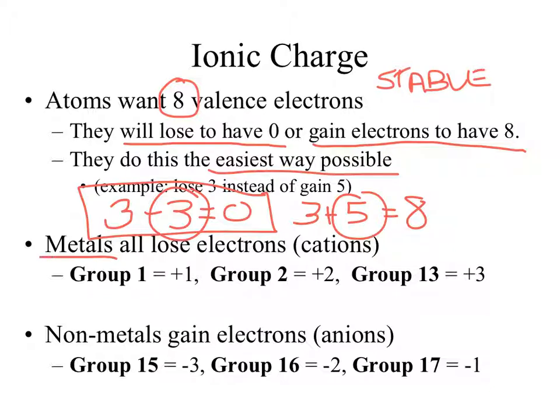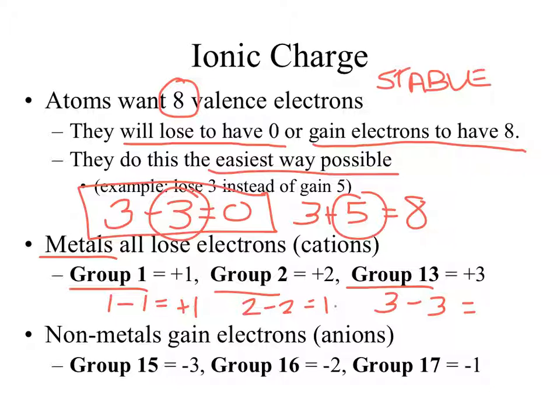If you look at metals, which tend to be in group 1, group 2, and group 13, they have 1, 2, and 3 valence electrons. Because it's quicker to lose electrons and go to 0 than to gain 7, 6, or 5 electrons and go to 8, they're going to lose those electrons to go to 0. When you lose 1 electron, overall, the atom becomes a cation, +1.